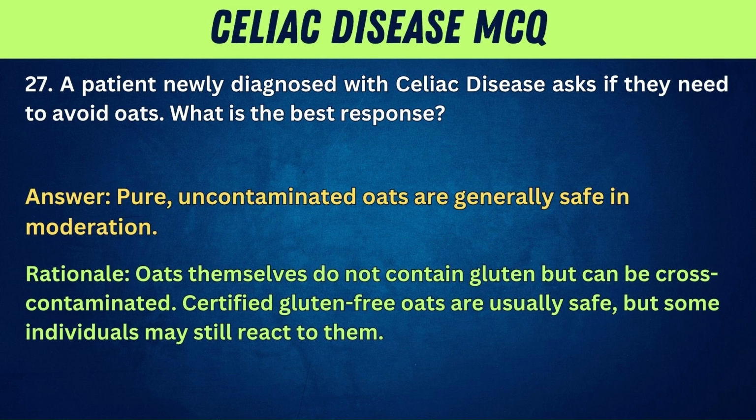Answer: Pure, uncontaminated oats are generally safe in moderation. Rationale: oats themselves do not contain gluten but can be cross-contaminated. Certified gluten-free oats are usually safe, but some individuals may still react to them.